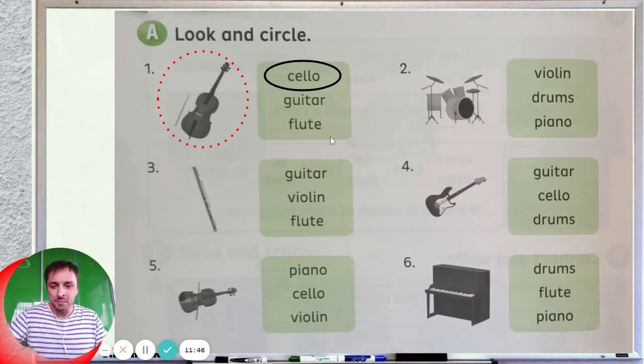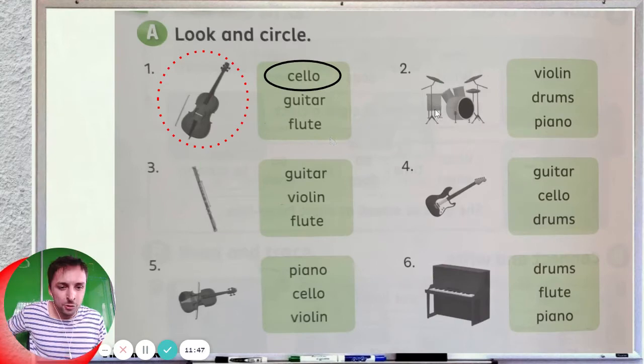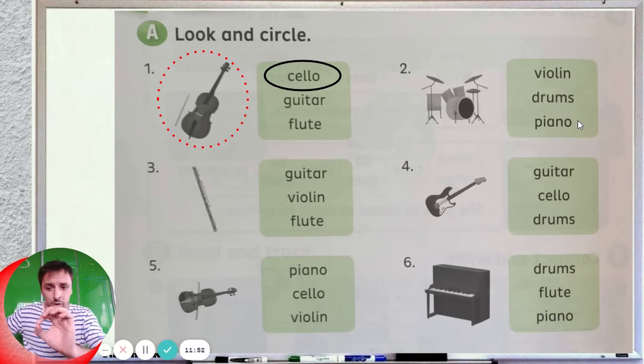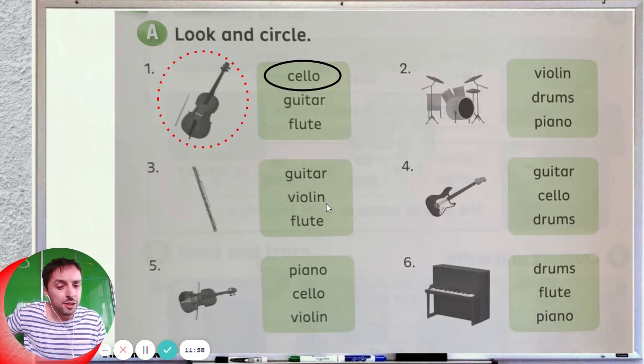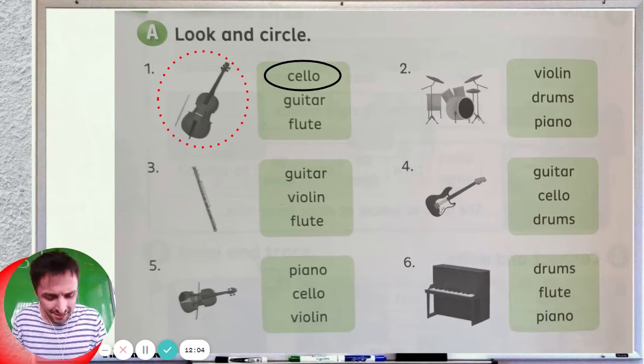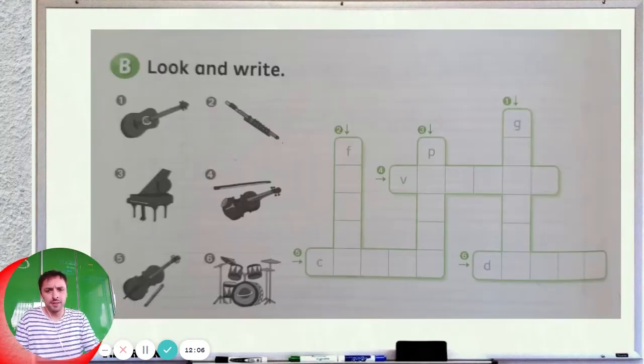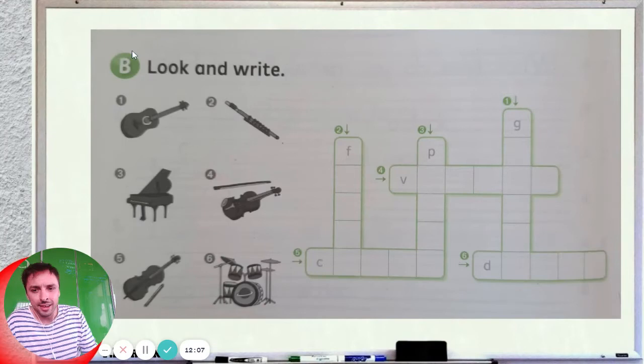Okay, easy peasy, right? So number two, what is number two? Is it violin, drums, or piano? Circle the correct answer. Number three, what is this? Is it a guitar, a violin, or a flute? Circle the correct answer. Okay, I think you understand. Now let's go on to activity B.